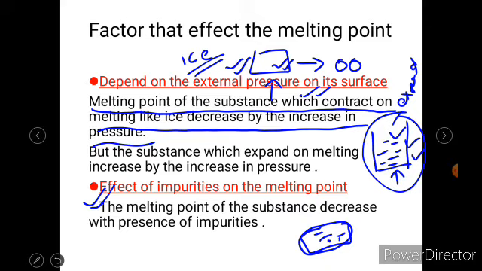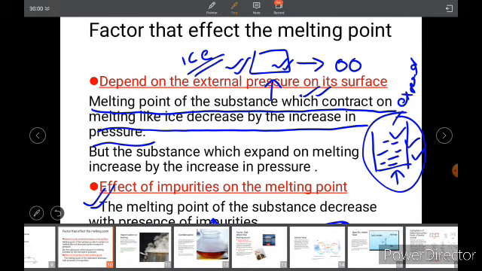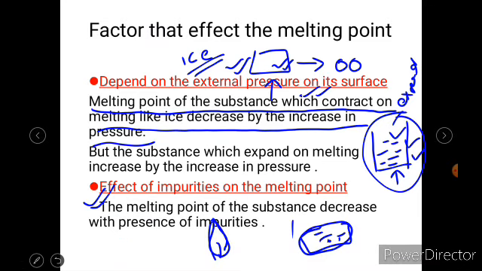For example, you know ice cream, kulfi. Ice cream contains salt so that the melting point can be decreased, and when it enters your mouth, it melts very easily and you are able to enjoy the ice cream. Because of this reason, most of them are made with impurities like salt.